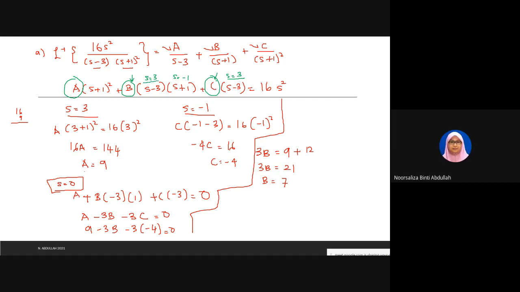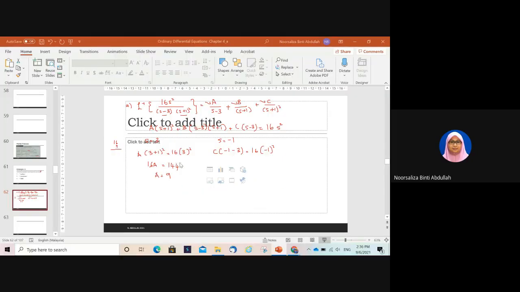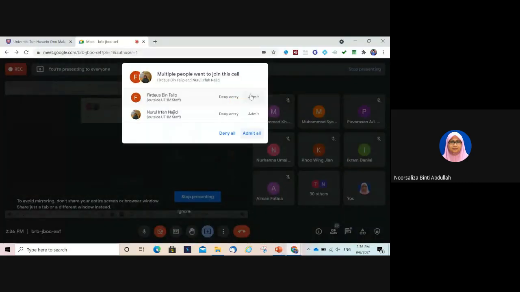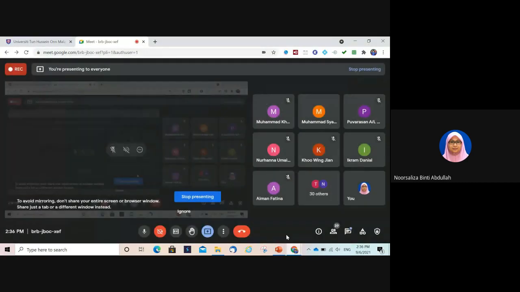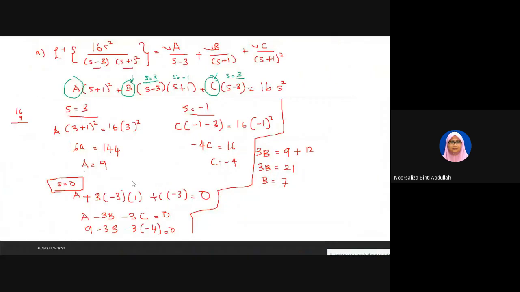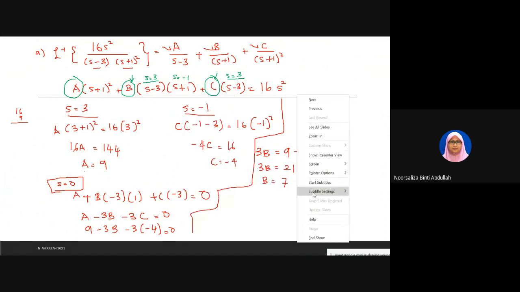Madam, tadi ada orang nak masuk, Madam tak accept lagi. Oh, tak masuk lagi. Okay. Faham yang ni?